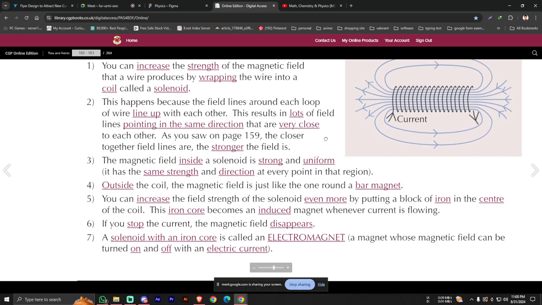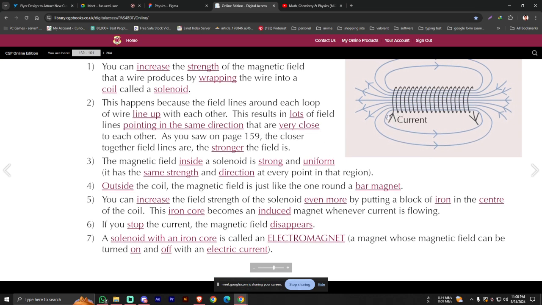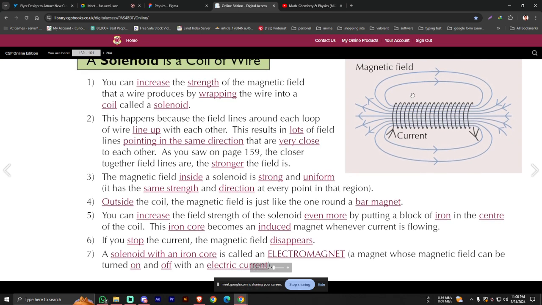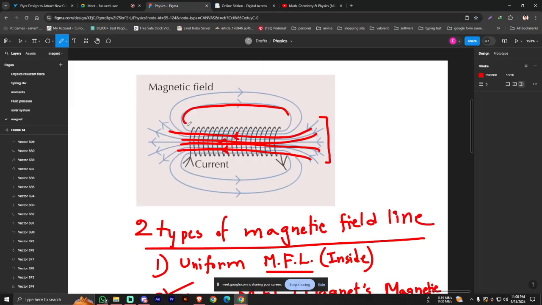And of course, remember, another question: how long will the magnetic field be present in the solenoid? That's another important question because this magnetic field's duration is dependent on something. And what's that?